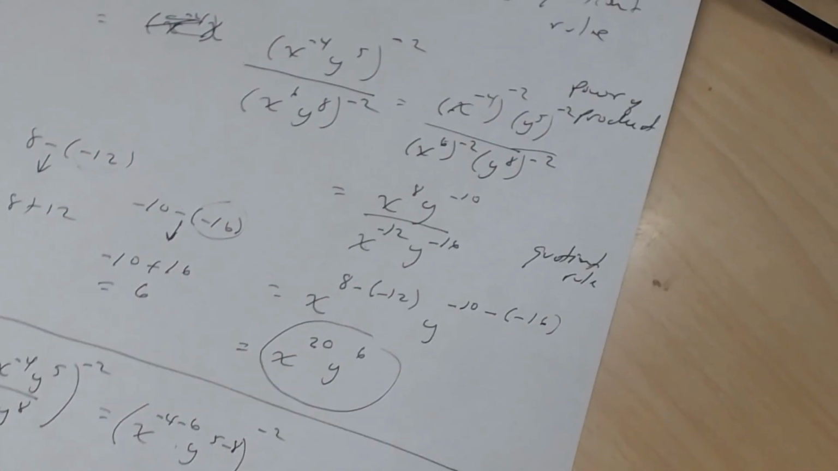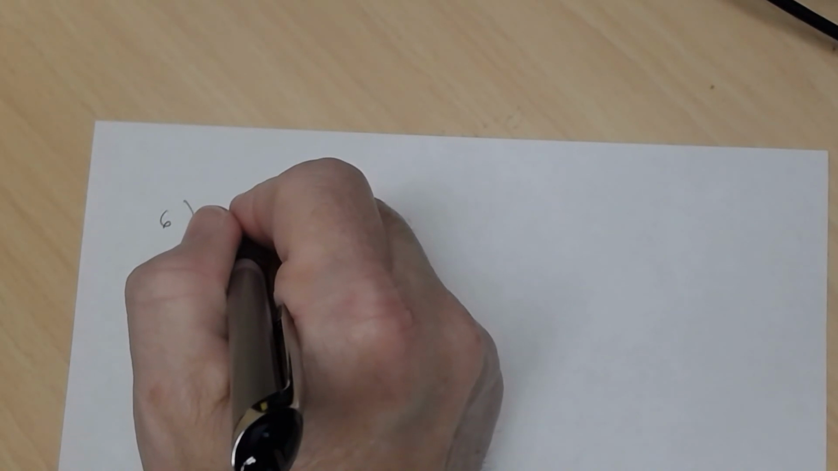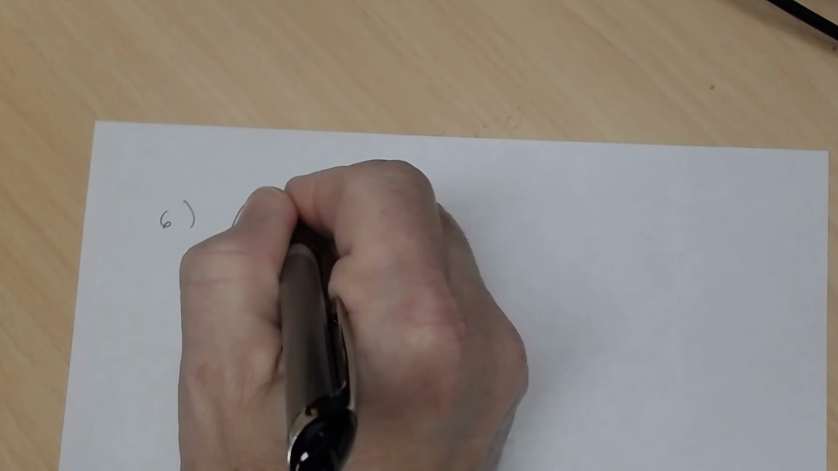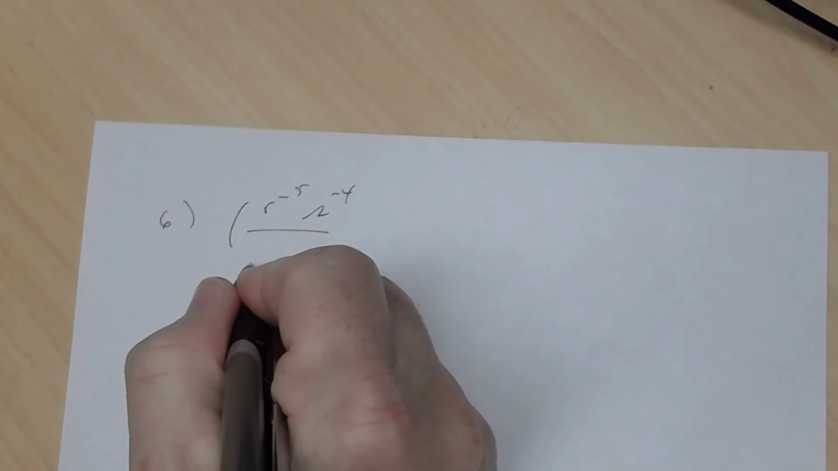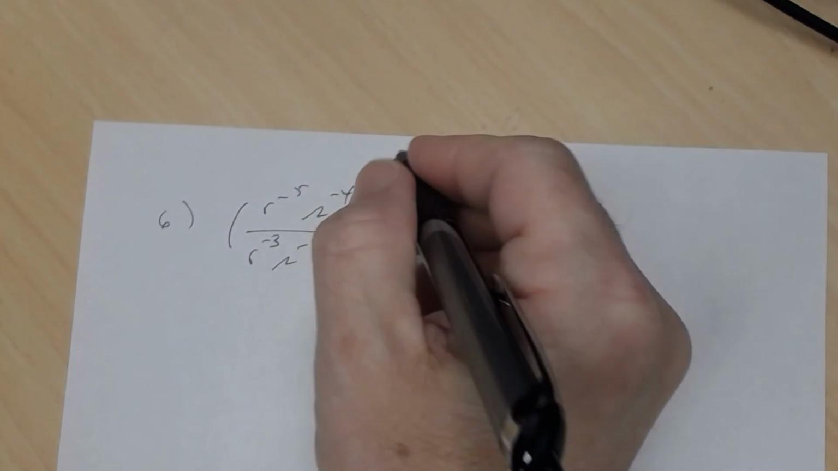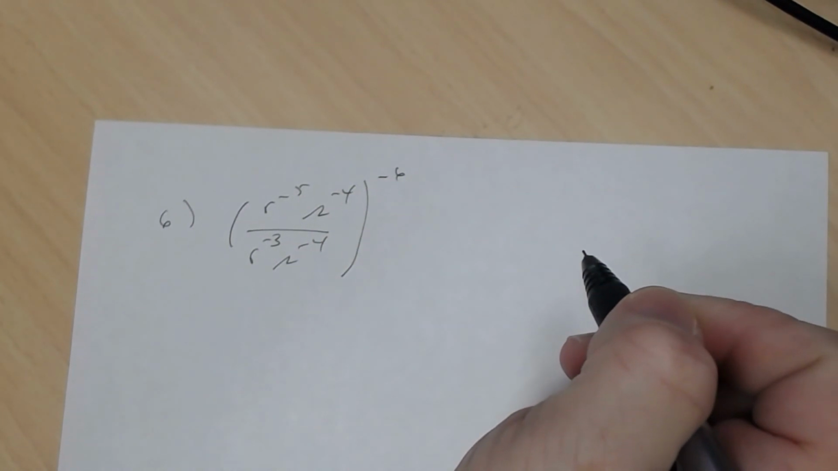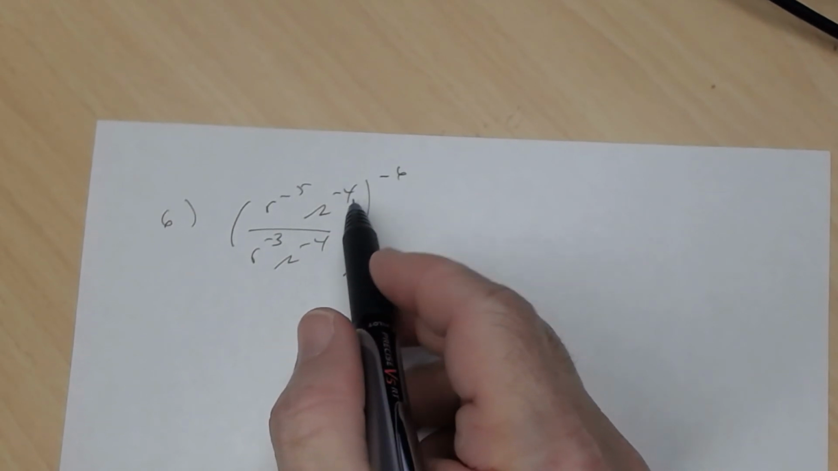Okay, number 6. All right, number 6, you have the same kind of idea. r to the negative 5th, s to the negative 4, divided by r to the negative 3rd, s to the negative 4, all raised to the negative 6th power. So again, remember those two paths? It does not matter which one you take.